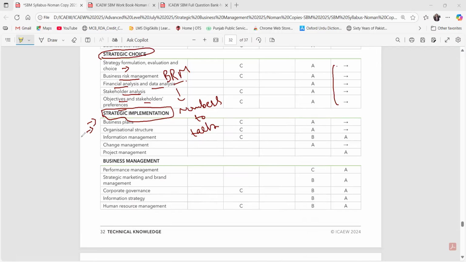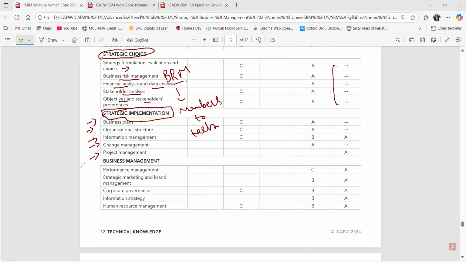Then organization structure. What is the structure of an organization? How could this structure look? Horizontal structure, what type of structure? As we know, we have different types of structure. Then we have information management, obviously talking about the information side, different perspectives of information, what type of information, how we can manage it, how we have to communicate our information to top level. Then talking about change management and project management as well.